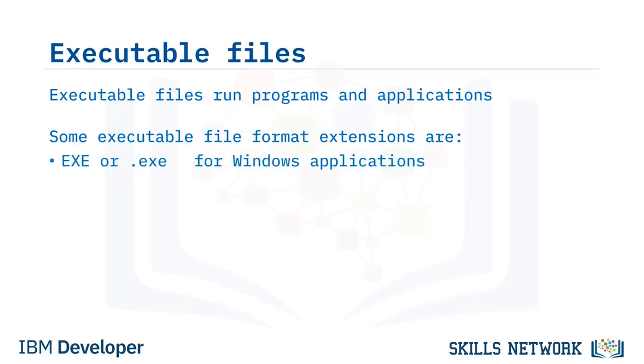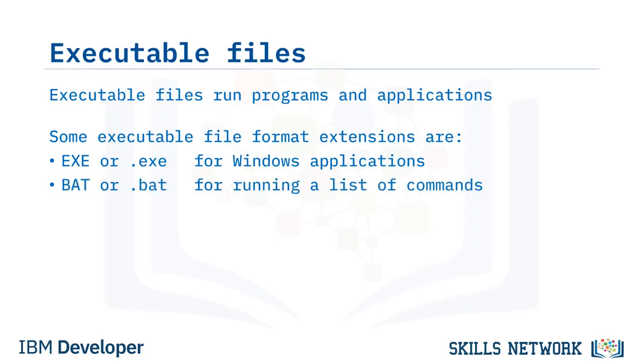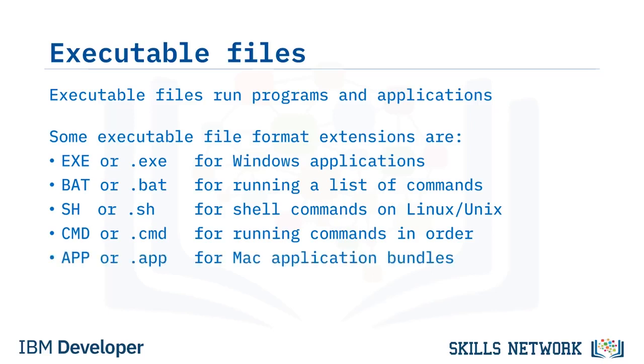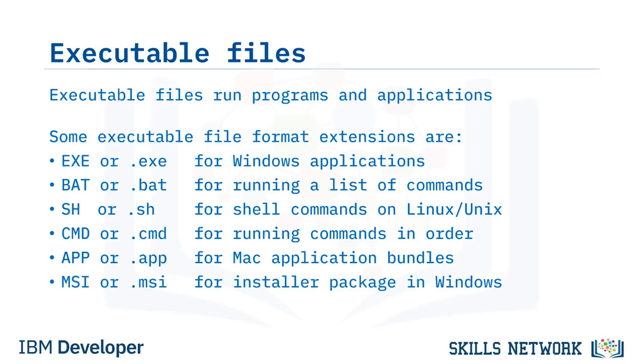EXE are Windows applications that may have several files with them that help them run on the computer. BAT files are batch files or scripts and include a list of commands that the computer must execute in sequential order. SH files run shell commands and scripts that are executable on Linux or Unix, which are equivalent to Windows BAT files. CMD are command files for Windows. They are also script files and contain commands that are completed in order. They are similar to BAT files. APP files are a type of Mac application bundle, and MSI files are installer packages in Windows.